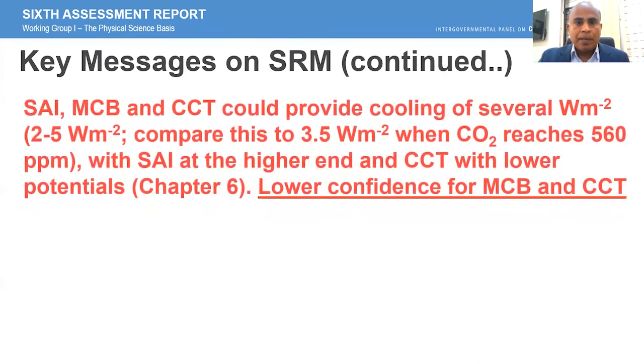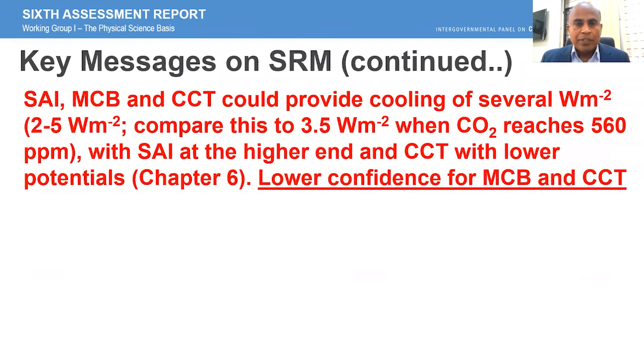So the next message is from chapter 6, which assesses the cooling potential of the various SRM options. It finds that the aerosol-based options could provide cooling that could potentially offset the warming from a doubling of atmospheric CO2 concentration, with SAI at the higher end and CCT with the lower potential. Next, specifically MCB and CCT involve interaction with clouds, and because of that, there is low confidence in the effectiveness of these two approaches.